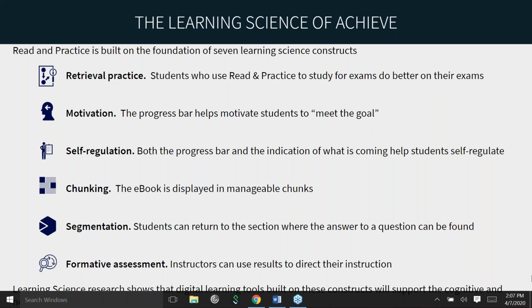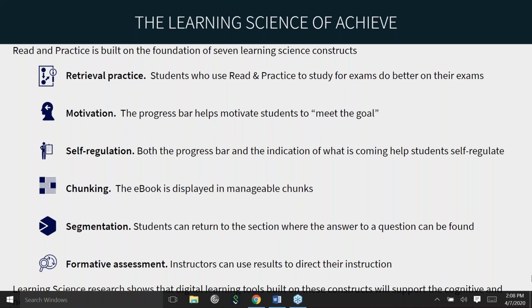Self-regulation is also apparent in Read and Practice. Both the progress bar and an indication of what is coming due, so what activities are coming due, how students are progressing on them, helps students self-regulate their learning, which we know is an important study skill, particularly for subgroups of students that we want to focus on the most in higher education.